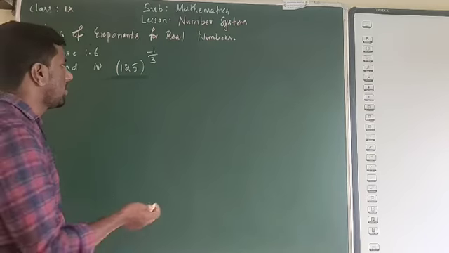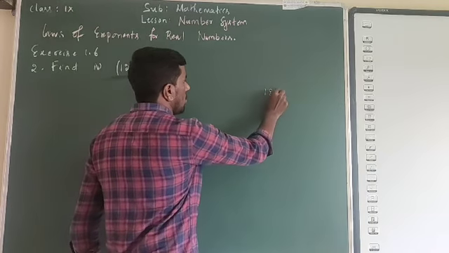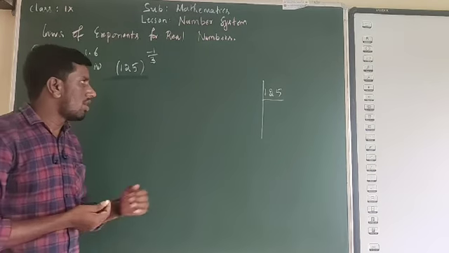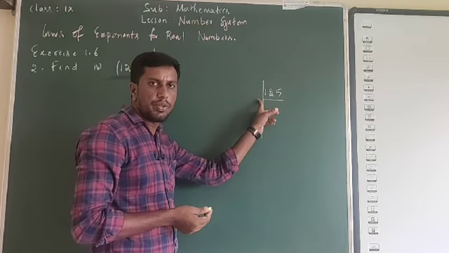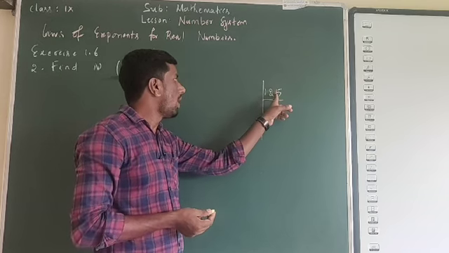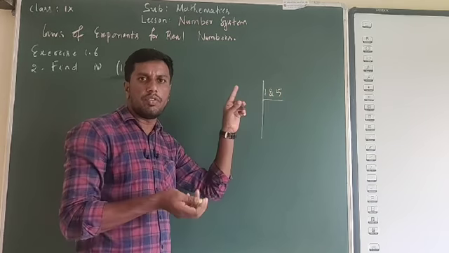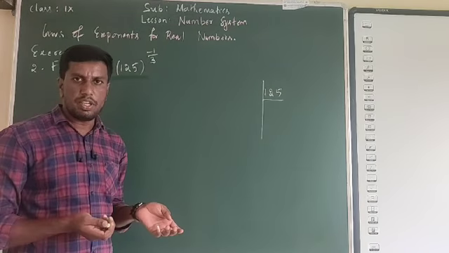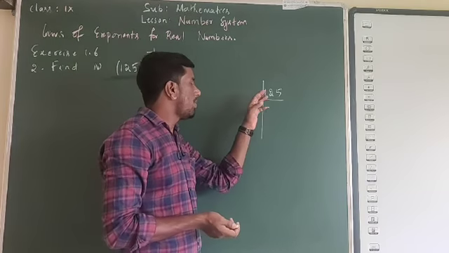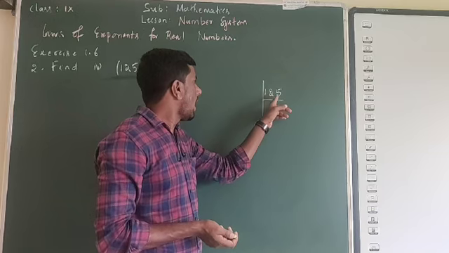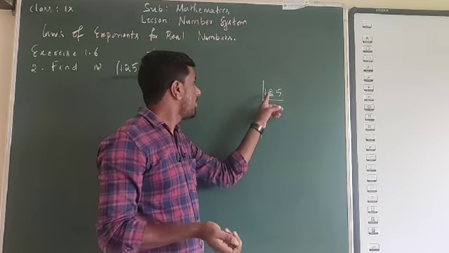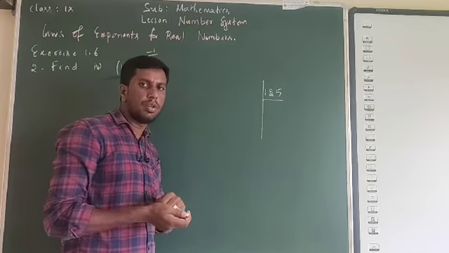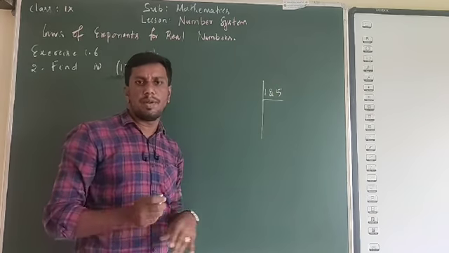That is, write the factors for 125. So it is 125, and you need to find out the factors. It is not divisible by 2. Why? Because the last digit is 5, which is an odd number, not an even number, so it is not divisible by 2. Whether it is divisible by 3: if you add the digits, the sum must be divisible by 3. 1 plus 2 is 3, 3 plus 5 is 8. Is 8 divisible by 3? No. That means this number is not divisible by 3.